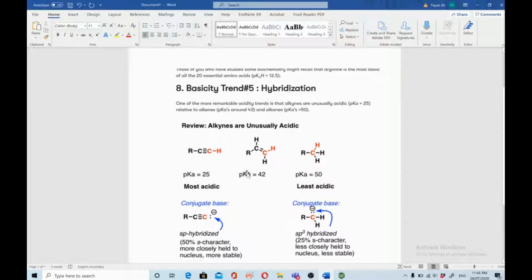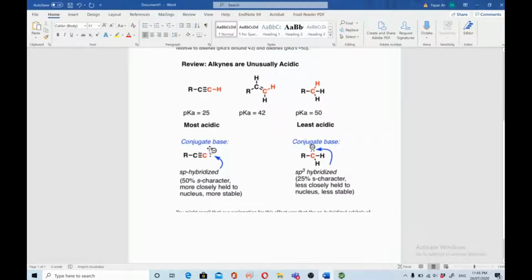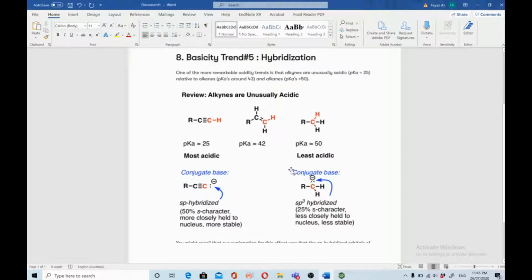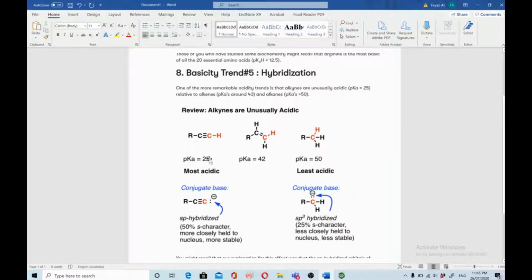So if you look at the acidic traits of these compounds, alkanes are going to be the least acidic, meaning most basic, and alkynes are going to be the most acidic, hence the least basic. So this is a conjugate base which contains 50% s character, more closely held to the nucleus, more stable, and sp3 hybridized contains less s character, less closely held to the nucleus, and hence less stable. So least acidic means most basic and most acidic means least basic. So this is how acidity and basicity are interrelated to each other.